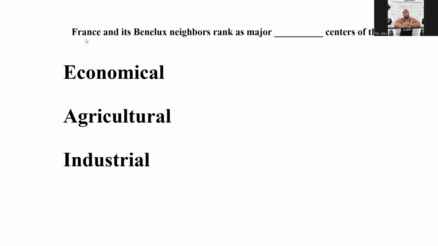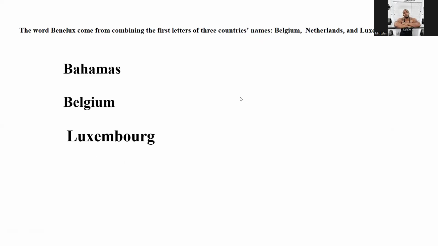Good one. France and its Benelux neighbors rank as major blank centers of the world. The word Benelux comes from combining the first letters of 3 countries named Belgium, Netherlands, and Luxembourg. I'm sorry, there's an error with my slides here, so pay no attention to this one.